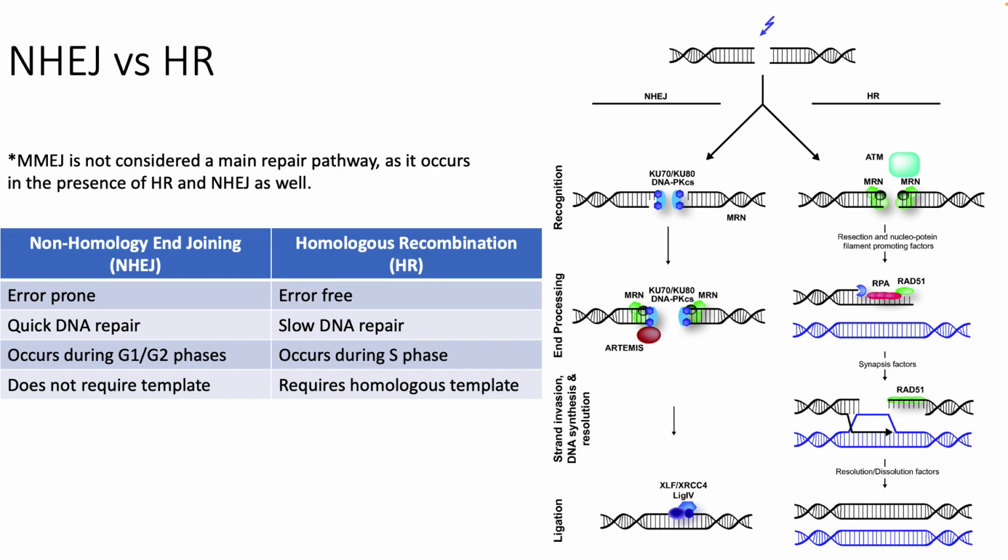Which way it's going to be repaired also depends on where the cell is in the cell cycle. In G1 and G2, the growth phases, the cell is going to opt for more NHEJ, versus in S phase, where it's going to opt for homologous recombination. NHEJ does not require a template, versus HR requires a template, such as the sister chromatid or homologous chromosome.